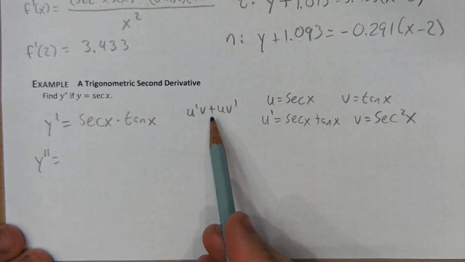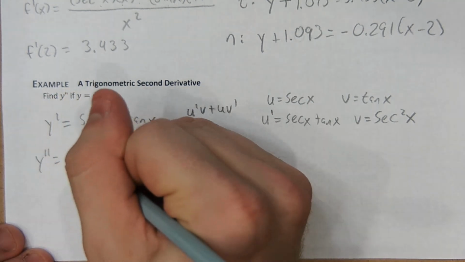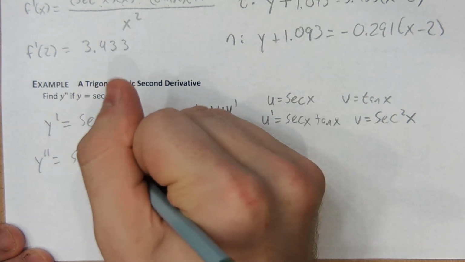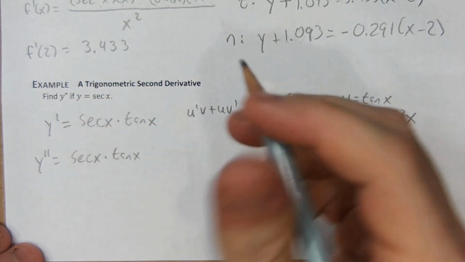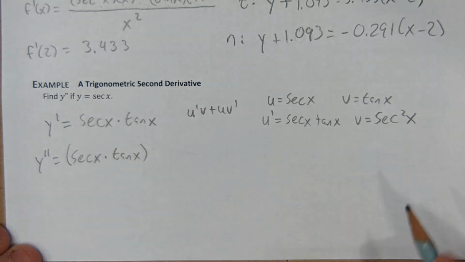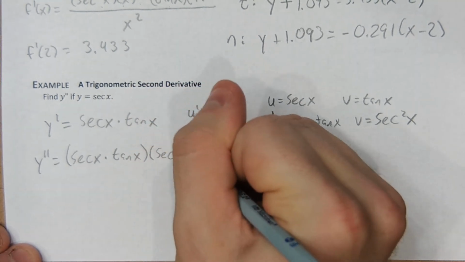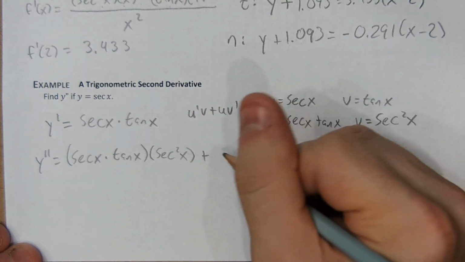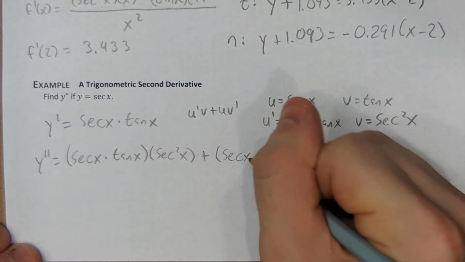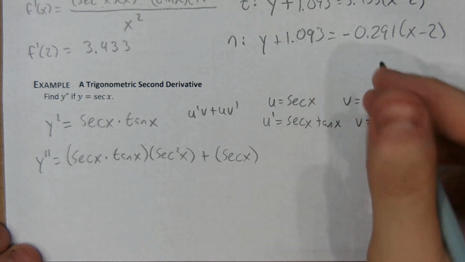So we're going to fill out our product rule. U prime, secant x, tangent x, u prime v, which is secant squared, plus u v prime. I forgot my prime symbol.